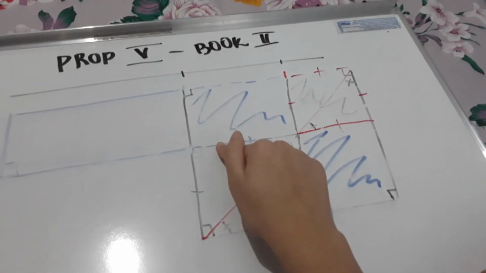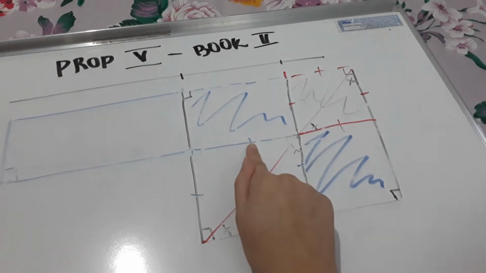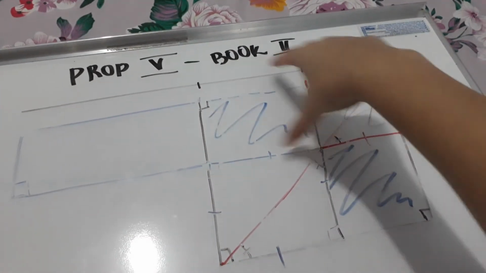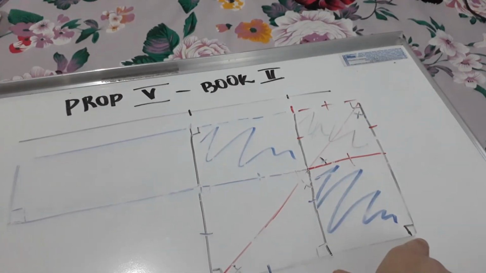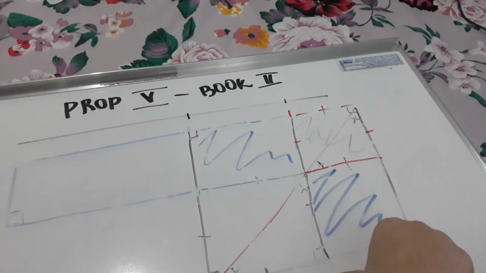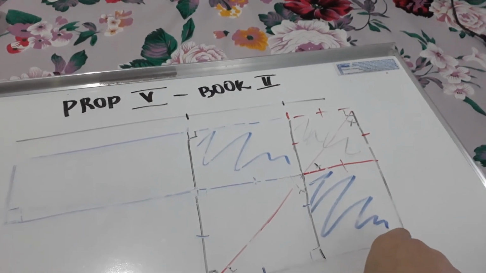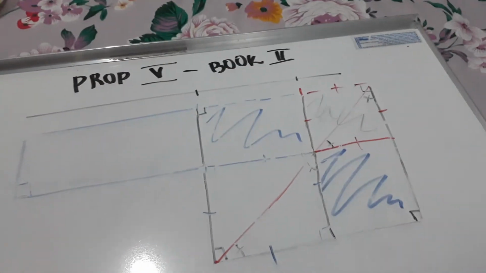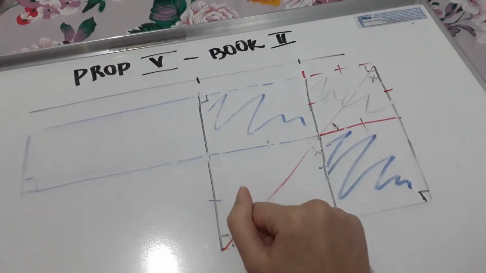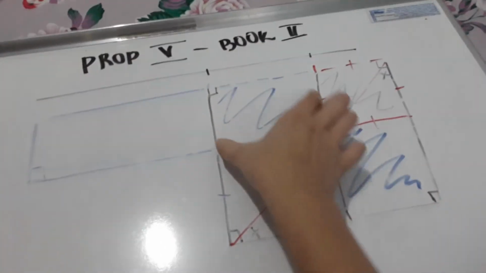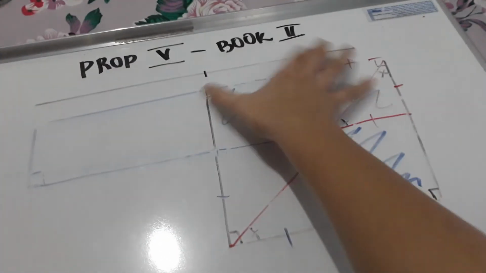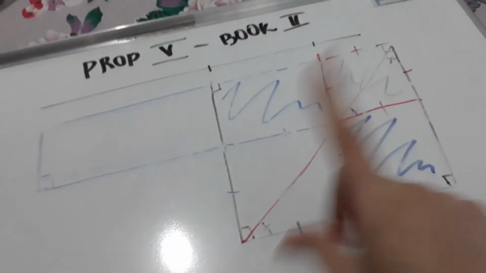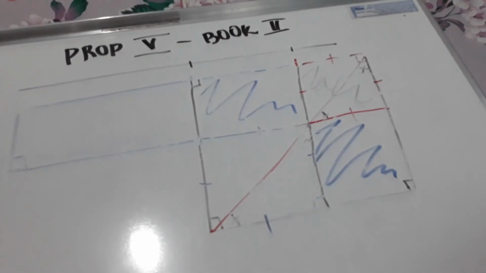Let's add equal to both sides. Let's add this one to this, and let's add this one to this. What are we going to have? We're going to have this equal to this. Okay? We're going to have then that this equal to this. Now let's add this last one to both sides. We are going to have this equal to this plus this. But look, this plus this is a square.